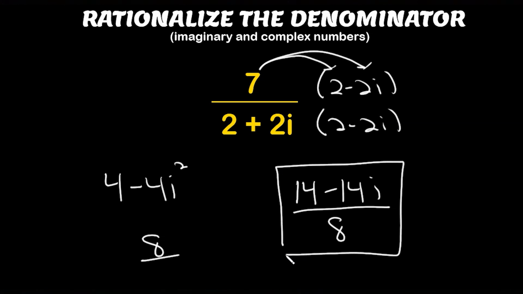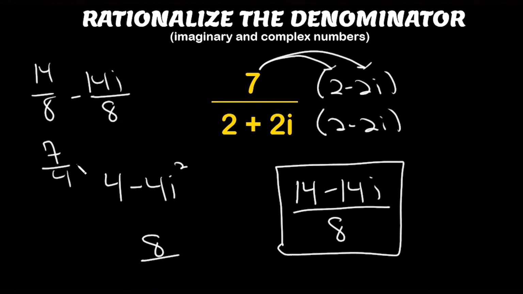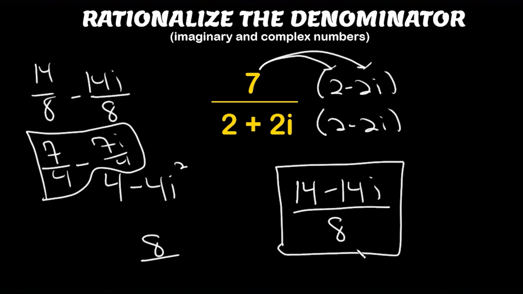Now, technically, you could break this down. You could reduce it. You could do 14 over 8 minus 14i all over 8. And then you could reduce it from here. So, for example, you know that 2 goes into 14 7 times. 2 will go into 8 4 times. Same thing here. You'll be left with 7i all over 4. Okay? So you could write it like this too if you really want to. But either way is fine.